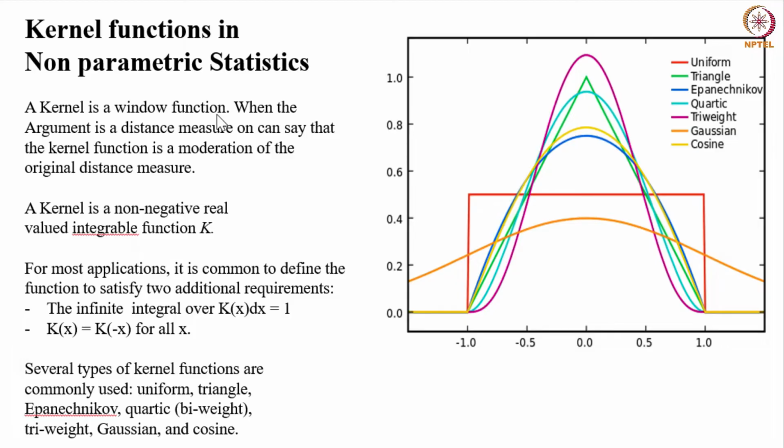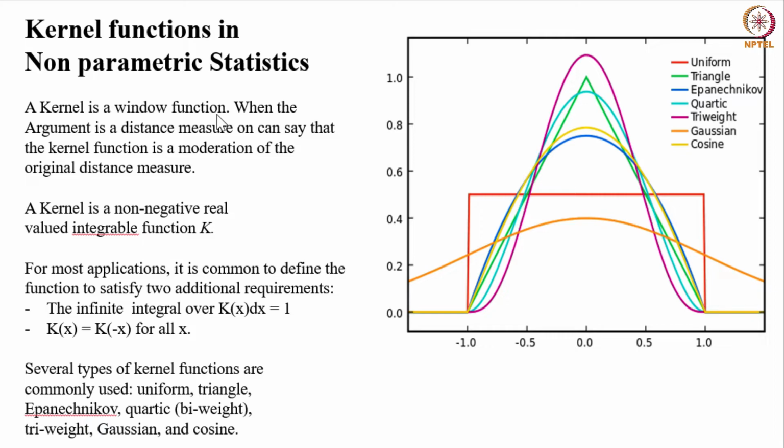A kernel is normally a non-negative real-valued integrable function, and for most applications, it's common to define the function also to satisfy some other constraints. For example, that the integral over the whole area beneath the function is 1, so the area is always 1, and also that the function is symmetric with respect to 0.